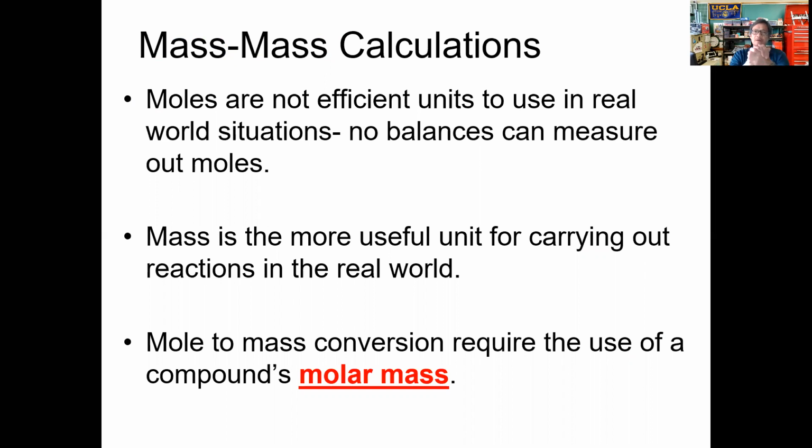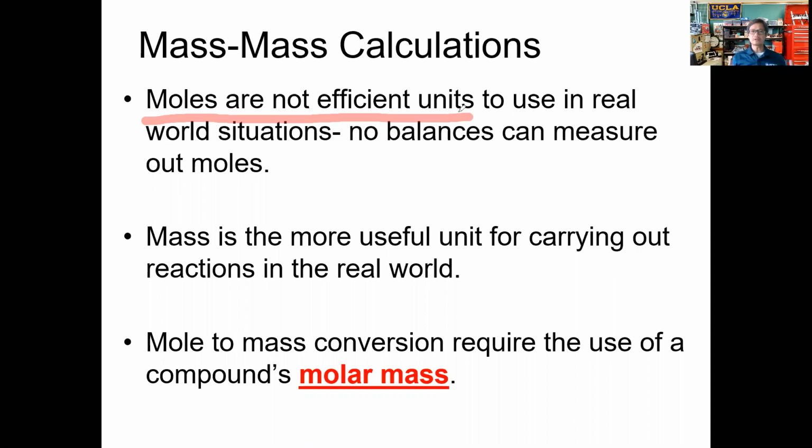Because understand this, doing the moles to moles calculation, I think that's pretty straightforward. I don't think that's going to be an issue here. But the issue that we have then is, make sure you keep this in mind, I've mentioned this quite a bit, we don't have any means to measure out quantities in moles. So that means the moles are not an efficient unit. They're not an efficient unit for us to measure out in real life situations. We don't have a beaker. We don't have a graduated cylinder. We don't have a tool, a measuring device that we can use to measure out moles.